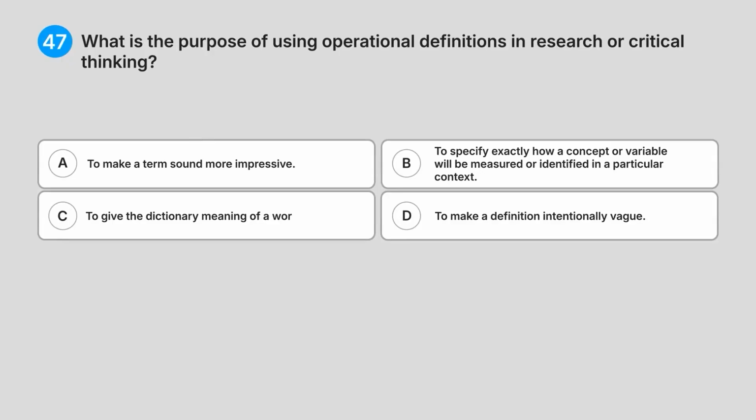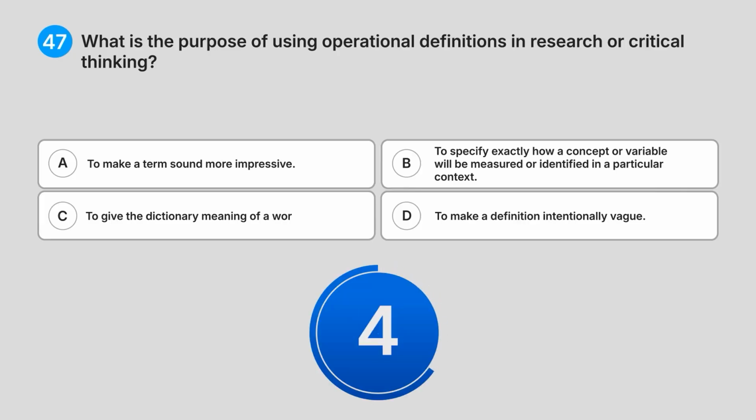What is the purpose of using operational definitions in research or critical thinking? A. To make a term sound more impressive. B. To specify exactly how a concept or variable will be measured or identified in a particular context. C. To give the dictionary meaning of a word. D. To make a definition intentionally vague. Do you know the answer?